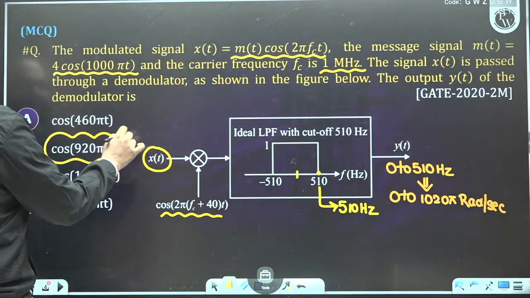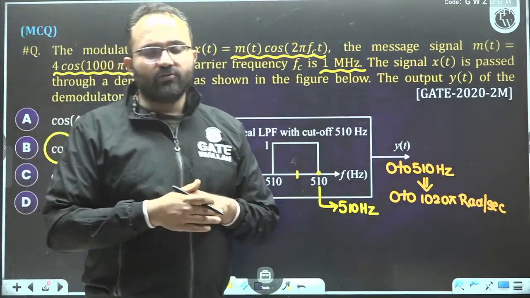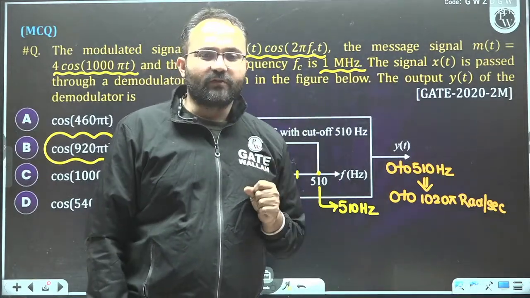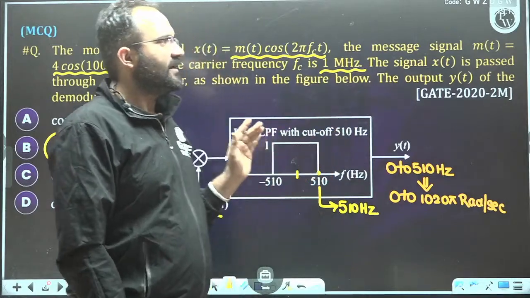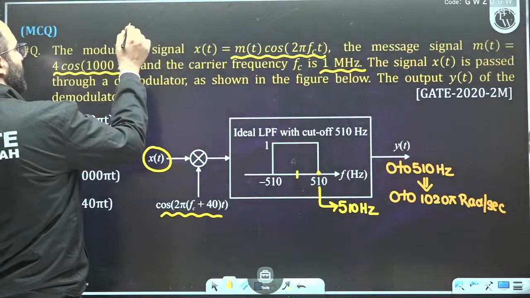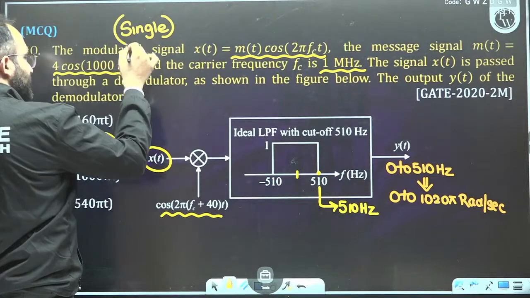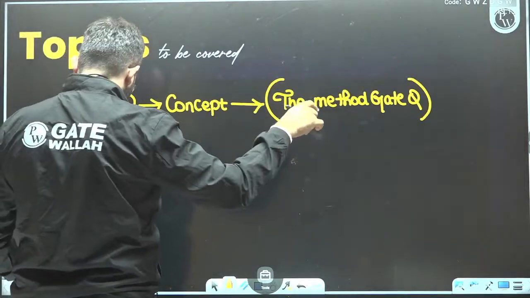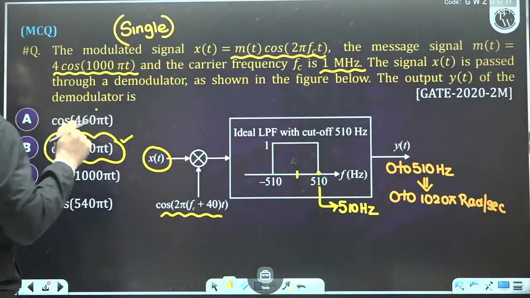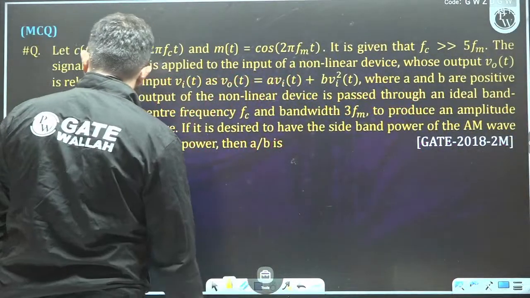So this is a very simple question. You only have to multiply the cosine waves and use the rule cos A into cos B is cos(A+B) plus cos(A-B). That's it. Nothing else is required in this whole question. But many a time some errors are committed by students. Like we see 460 is there, so many a time we can mark option A, that can lead to errors. Otherwise the question is very simple.